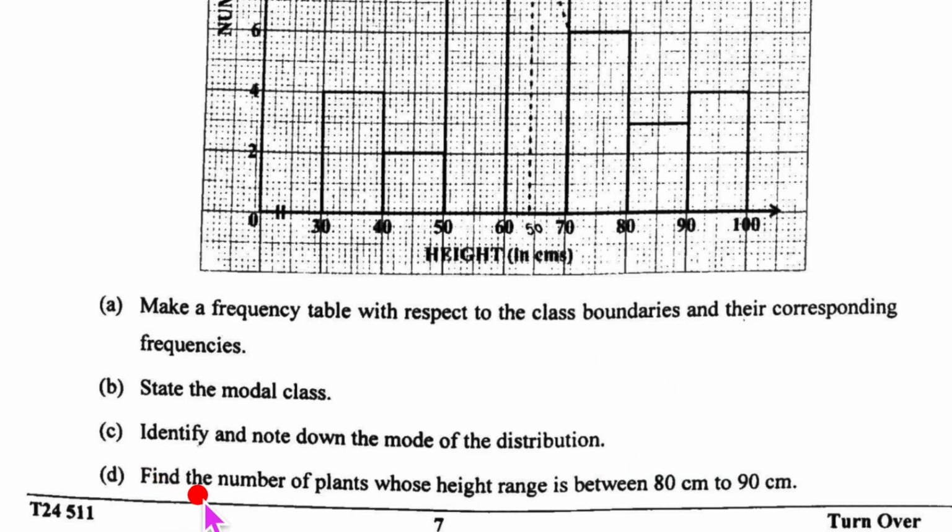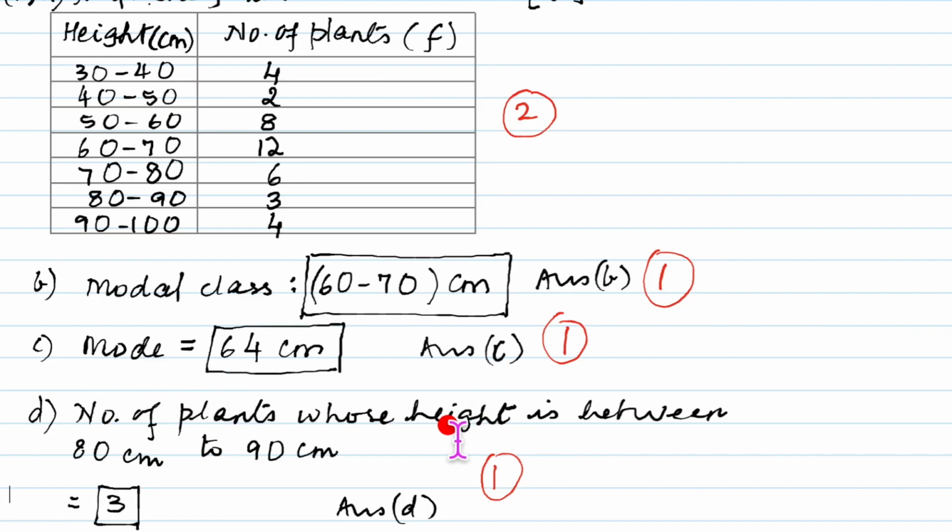Then the last bit, find the number of plants whose height ranges from 80 to 90. Now 80 to 90 is this range. And how many plants are there? 3 plants. Let's see how we write the answer. Mode, that's your answer C. And the last one, the 3 plants as I discussed earlier.